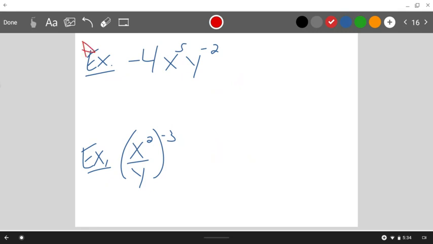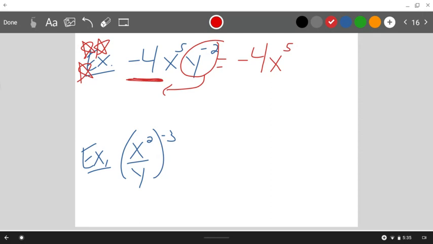Here is another place where I see a lot of errors. The negative 4. Yes, the 4 is negative, but it doesn't have a negative exponent. So it's just going to stay where it is. Likewise, the x has a positive exponent. It will just stay where it is. But the y has a negative exponent, so it's going to flip into the bottom and go underneath the negative 4x to the 5th. So even though the 4 was negative, it does not have a negative exponent. It just stays put.